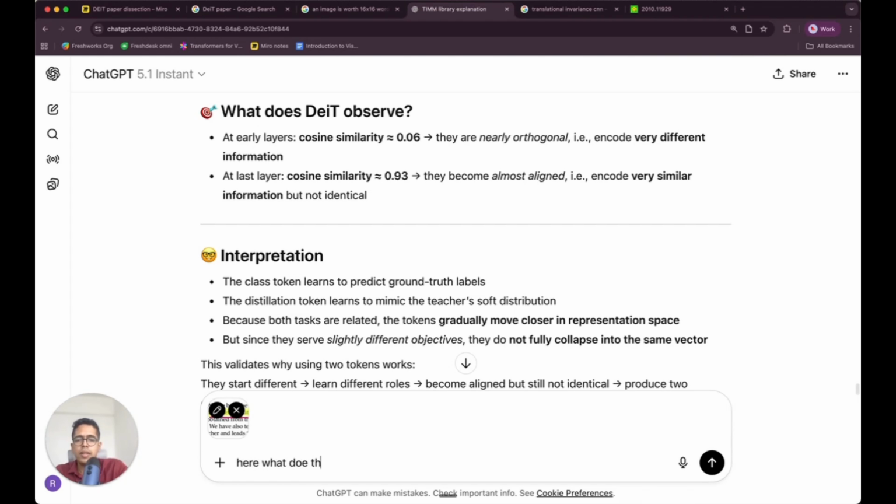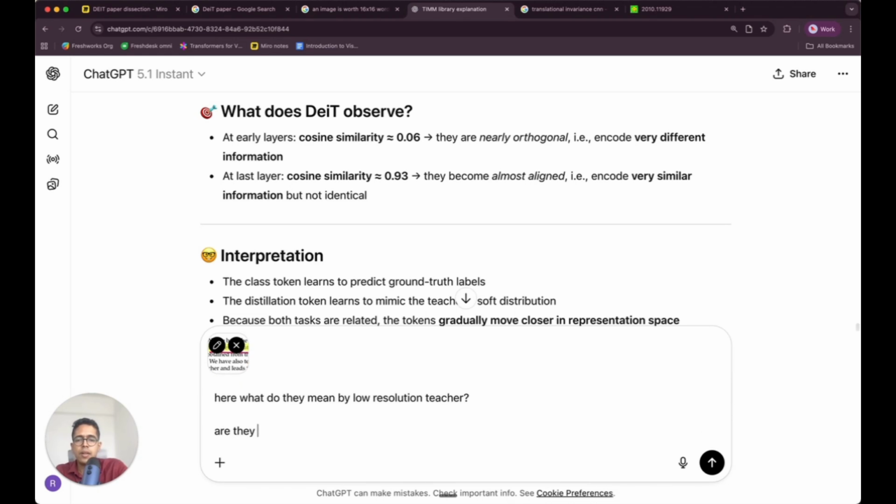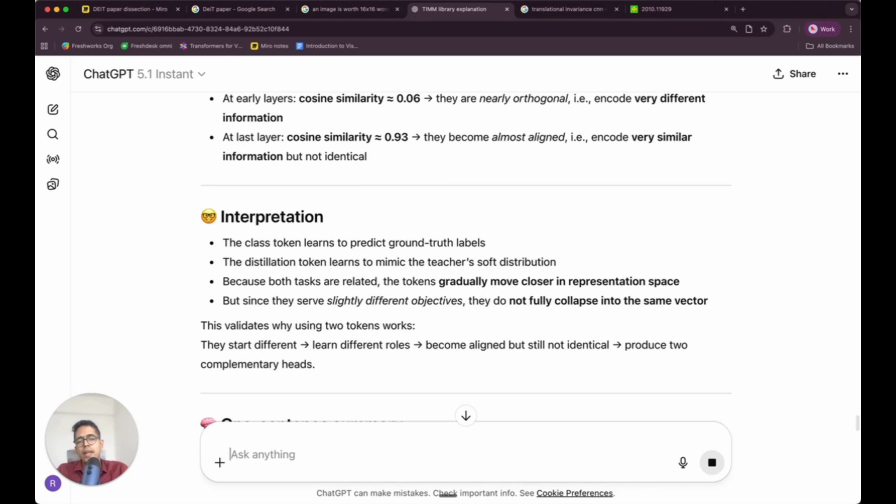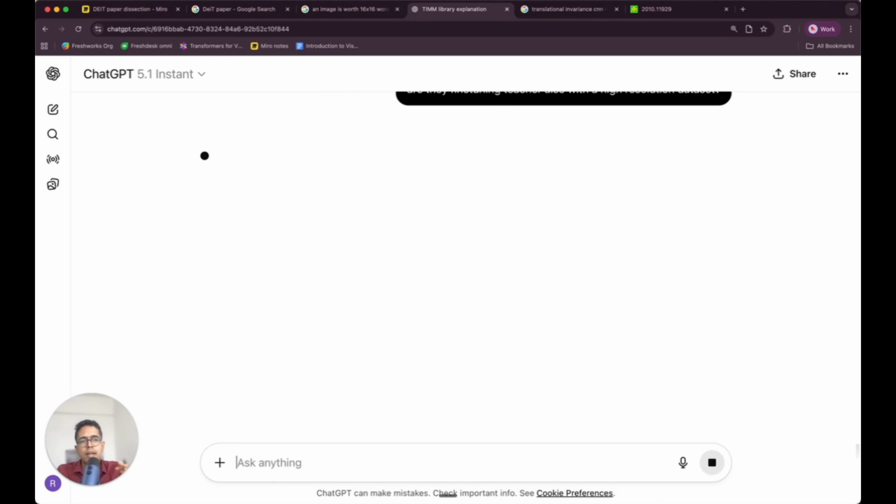Here, what do they mean by low resolution teacher? Are they fine-tuning the teacher also with a high resolution data set? Because usually in a student-teacher model, the teacher is untouched. But here I'm not sure whether that's what the paper is saying.